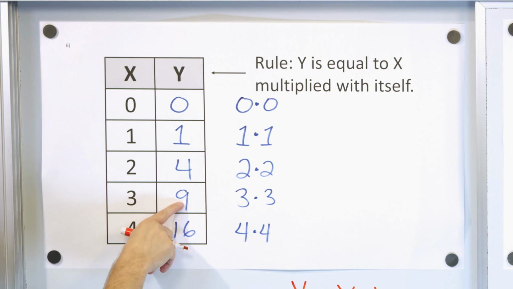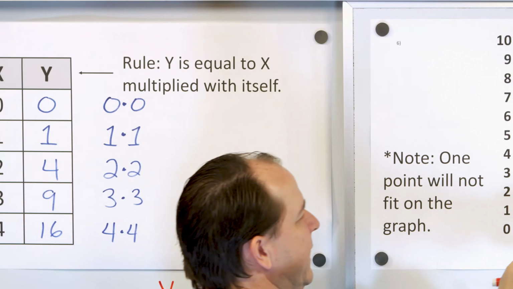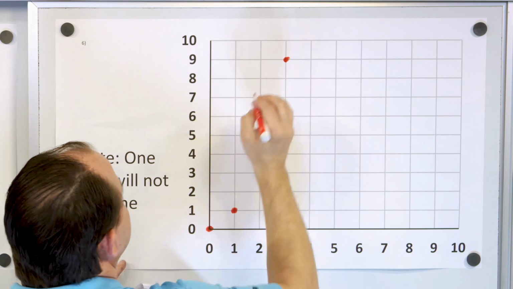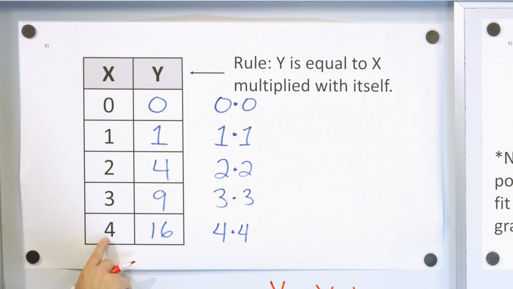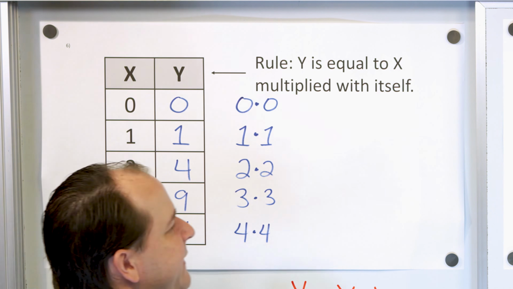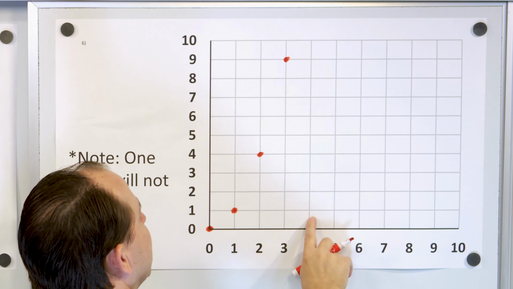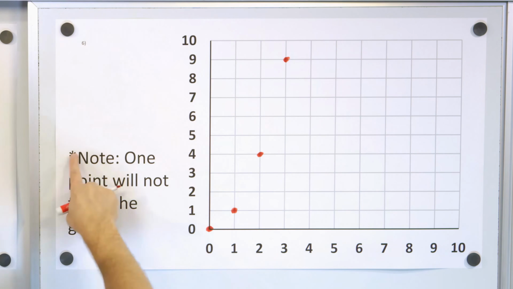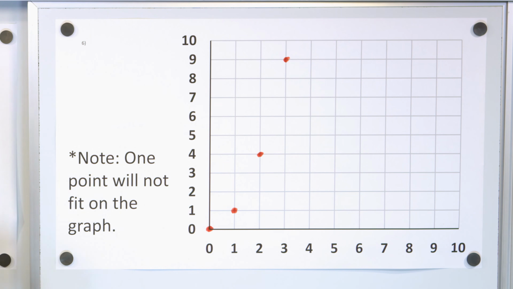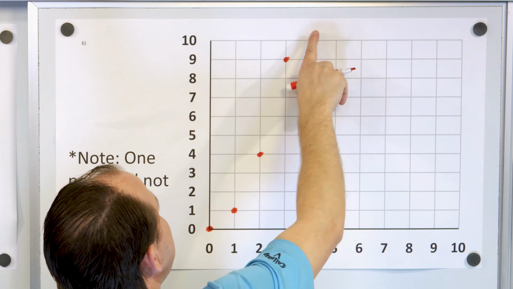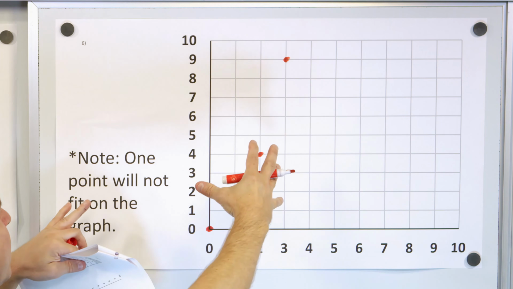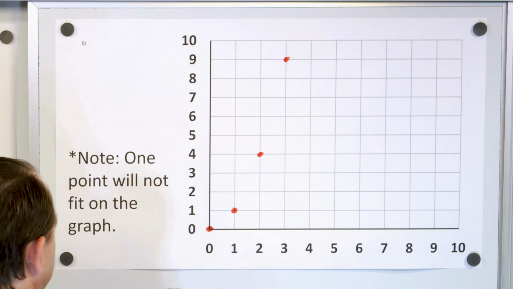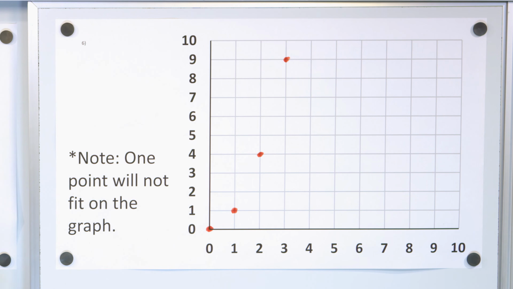And then 3, 9. X is 3, y is way up here at 9, like this. All right, and then finally, 4, 16. X is 4, going up 16. Now we've hit 10, and then we have something off the board. Notice we have a note here. 1 point will not fit on the graph. So 4, 16, if we drew a graph where we had 16 lines going up, then we would be way up here. So it's way up off the board here. So I'm not going to draw that last point, but you get the idea.